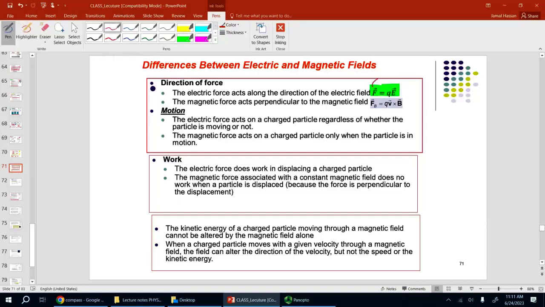The direction of the force is simply with the direction of the electric field or against it, depending on whether Q is positive or negative. But in the case of magnetism, it wasn't so easy. The direction of the force is perpendicular to the magnetic field, and also perpendicular to the velocity. Sometimes we say it's perpendicular to the plane formed by V and B.